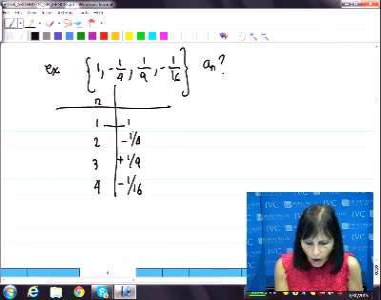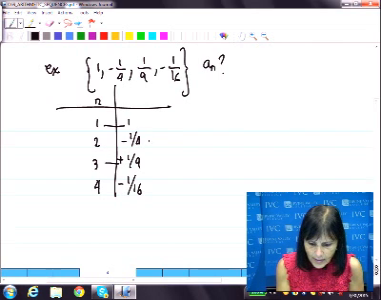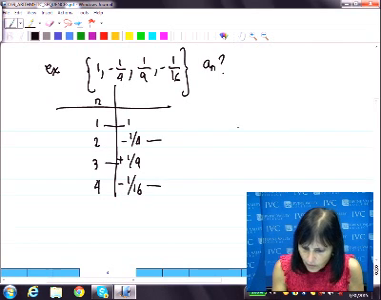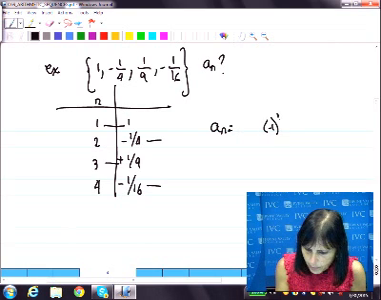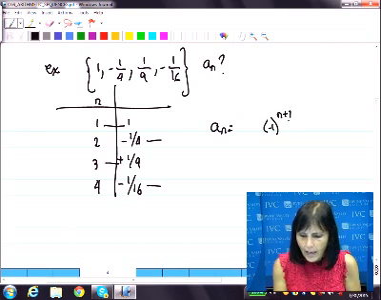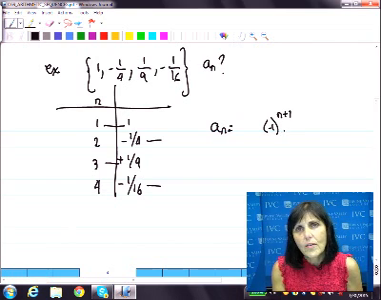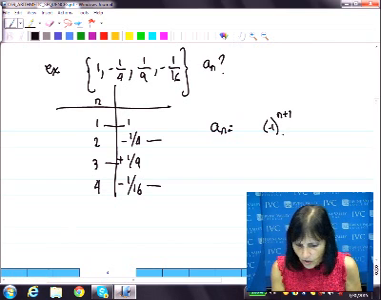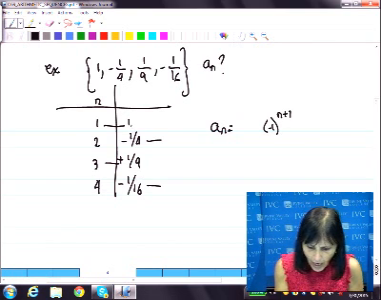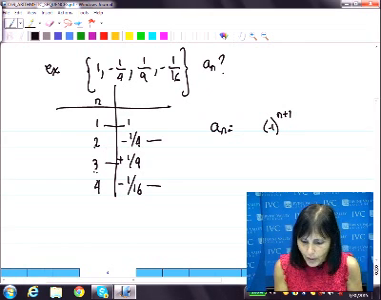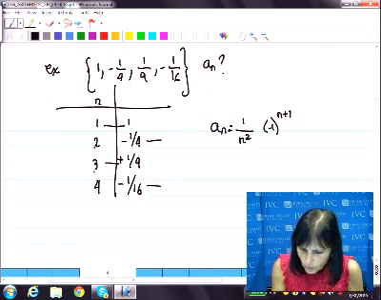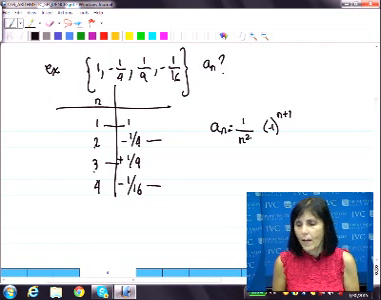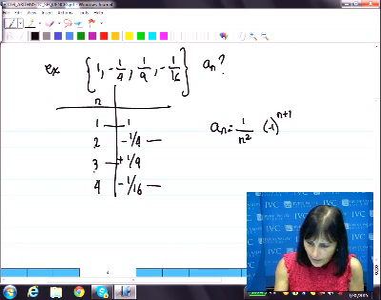When it is odd, it's positive. When it's even, it's negative. So I can write this as negative 1 to the power n plus 1, because that will make it even, and then I'll get a positive answer. How about this? I have 1 and then 4. 4 is the square of 2. 9 is the square of 3. Oh, I got it. That is 1 over n squared. And I came up with the general term.